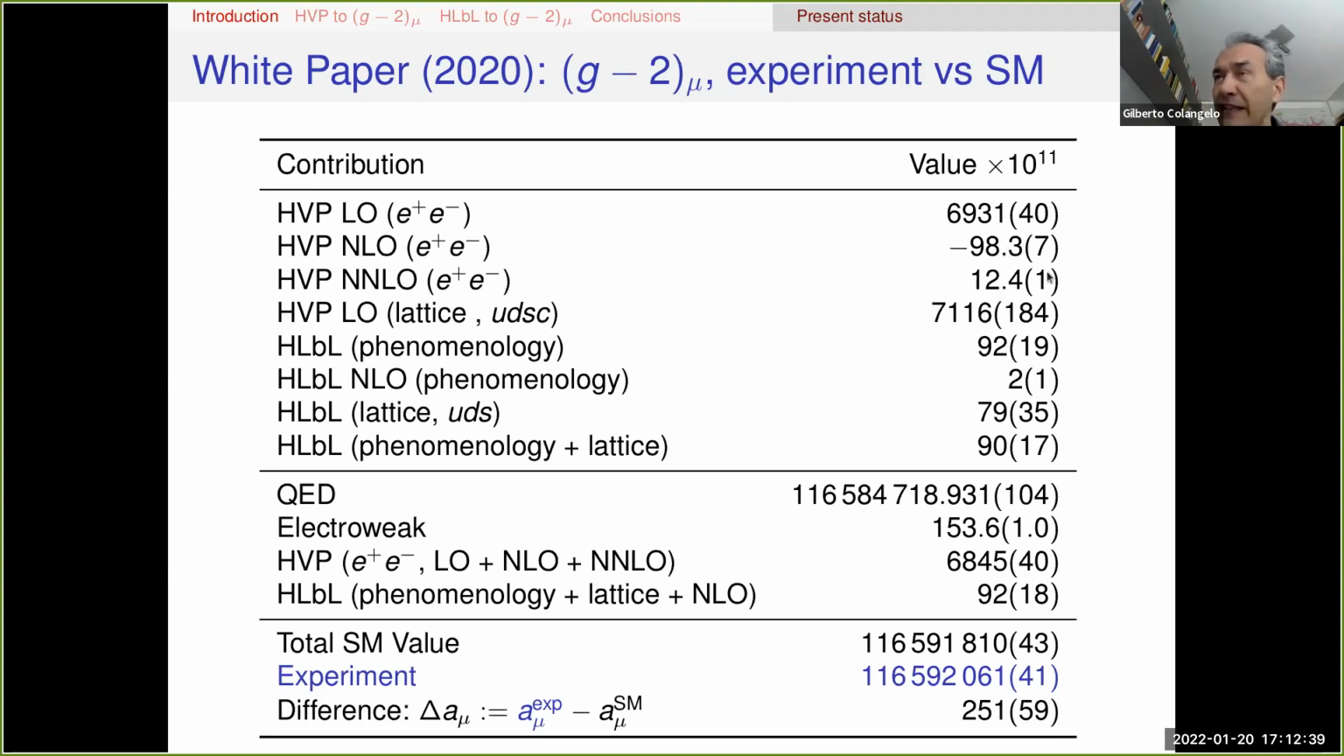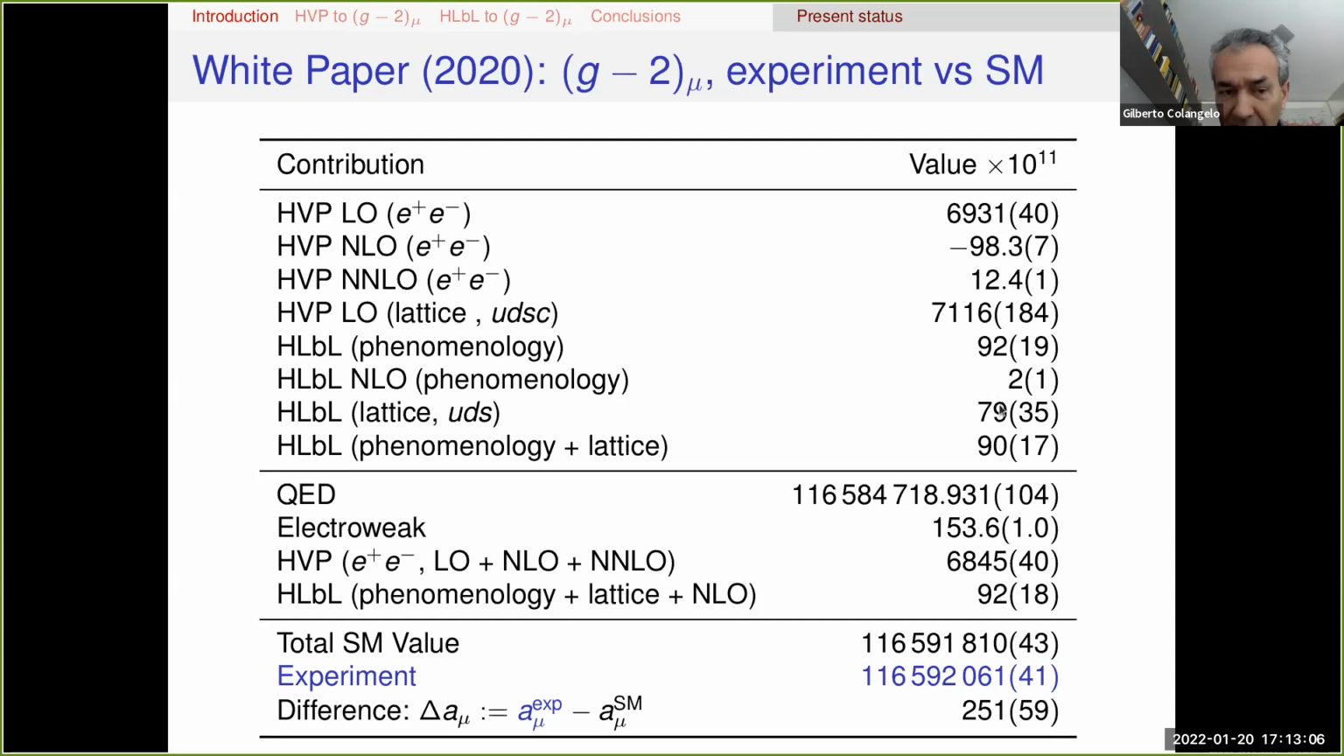the step from leading to next to leading, you see that the reduction is not so strong as one would have expected, and that is due to logarithms of masses, which play an important role. And it was important to check that the same kind of effects do not appear in hadronic light by light, and indeed this is not the case.